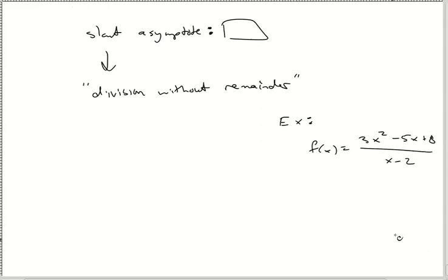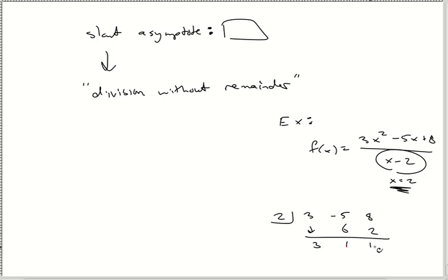There you go. Well, first off, I'm going to divide this thing. Notice that we have this 2 in the bottom, x equals 2 in the bottom. That's what I'm going to be using for my synthetic. So 2, and then I got a 3, negative 5, and an 8. So then I got 6, we got a 1, a 2, and a 10. Well, get rid of that remainder without remainder, okay?